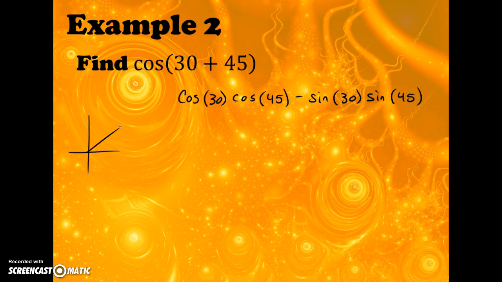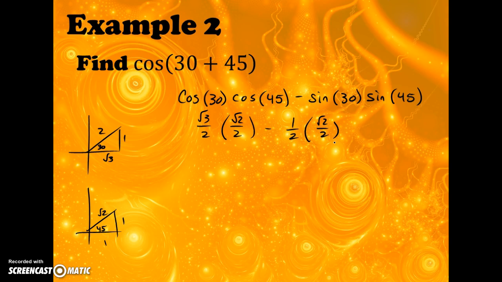So it might be helpful to have a little 30 to point at. So for my 30, that's a 1, that's a root 3, and that's a 2. So my cosine is going to be root 3 over 2. My cosine of 45 is a separate reference angle. It's just 1, 1, and root 2. Or you might recognize it as root 2 over 2. Sine of 30 is going to be 1/2. And sine of 45 is the same as cosine.